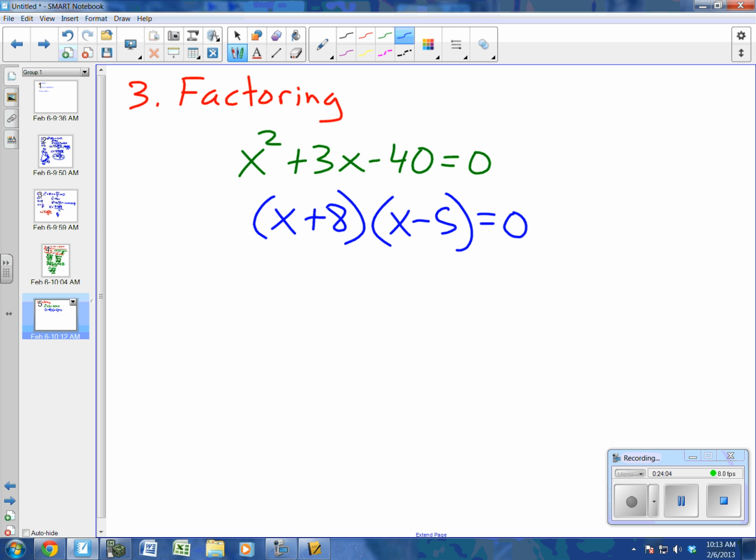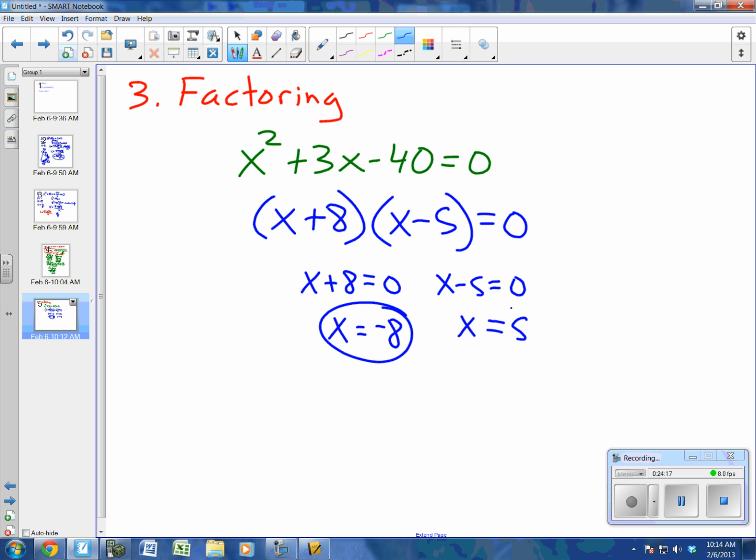And then, what are my answers going to be? No, remember I said set each factor equal to 0. So I subtract 8 from both sides of this, and I get negative 8. Add 5 to both sides of this one, so I get positive 5. Got it? So there's my answer, negative 8 and 5.